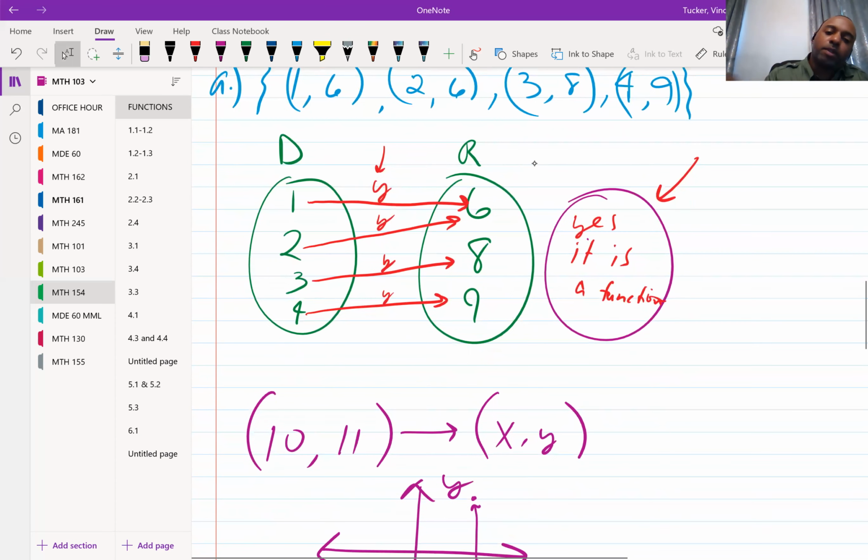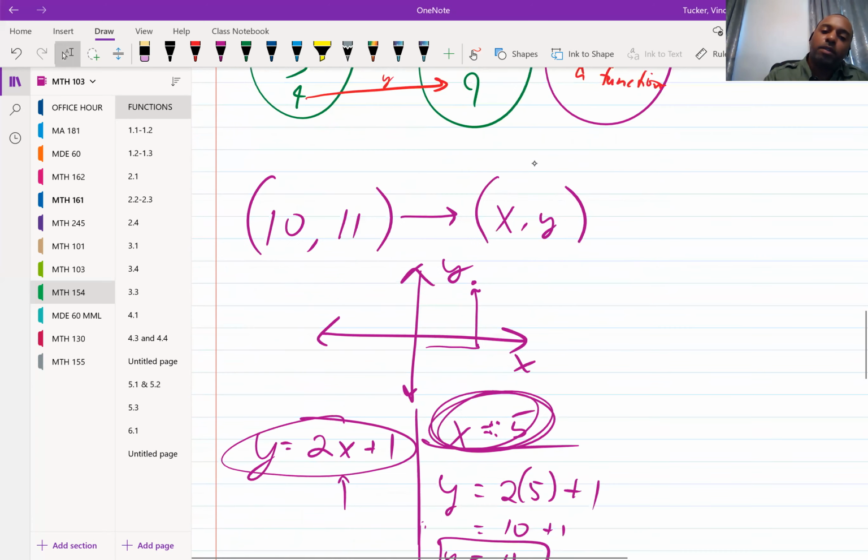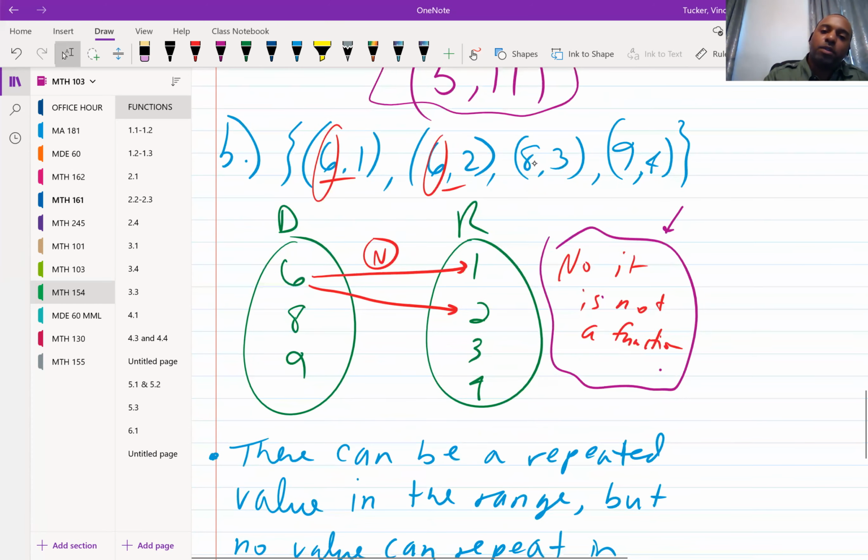Don't copy that purple, it's something else. Okay.